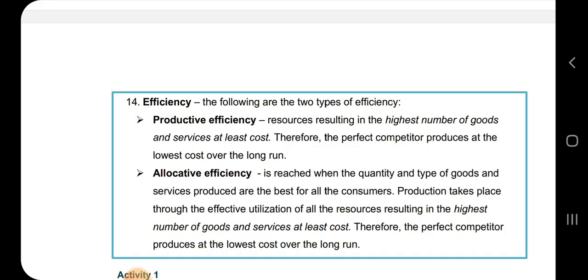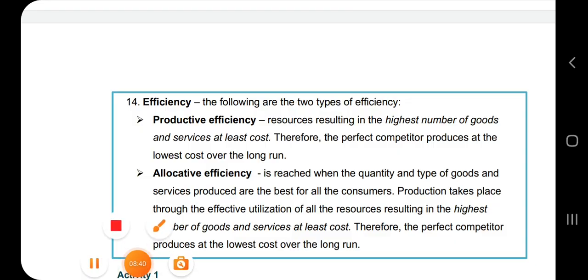And then allocative efficiency is reached when the quantity and type of goods and services produced are the best for all the consumers. So they can get the absolutely best products in this market. As a firm, you are able to allocate your resources well so that you can get the greatest output possible.